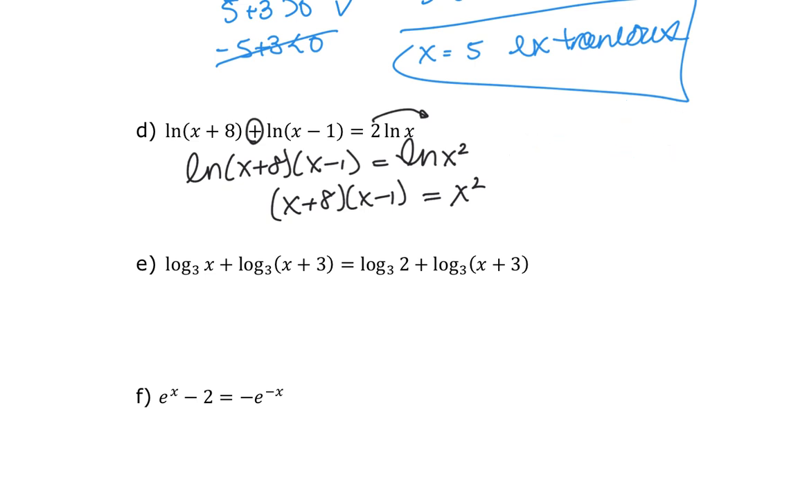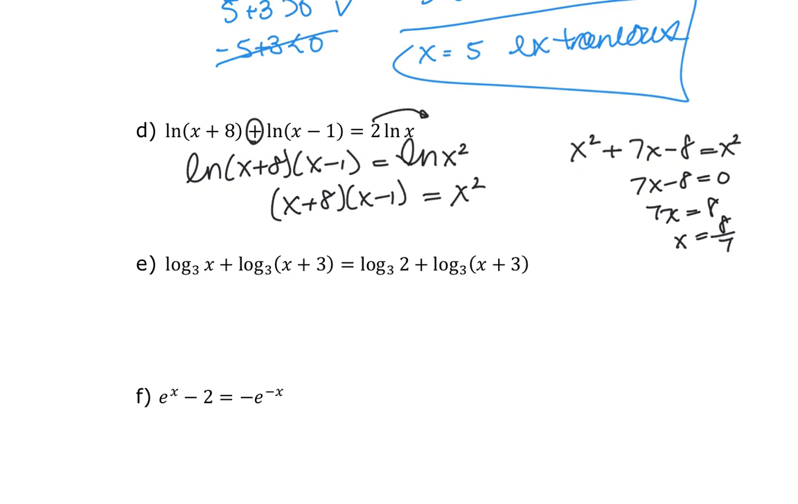All right, so moving on, we're going to multiply this out, and I'm going to get x squared plus 7x minus 8 is equal to x squared. Subtracting x squared from both sides, I get 7x minus 8 is equal to 0. So 7x is equal to 8, so x is equal to 8/7.